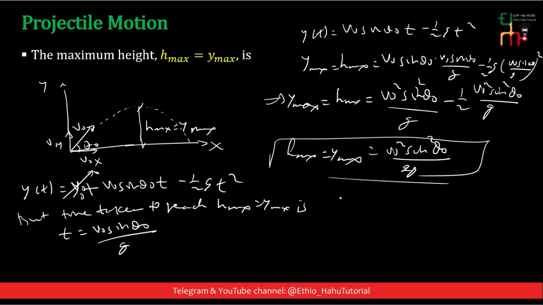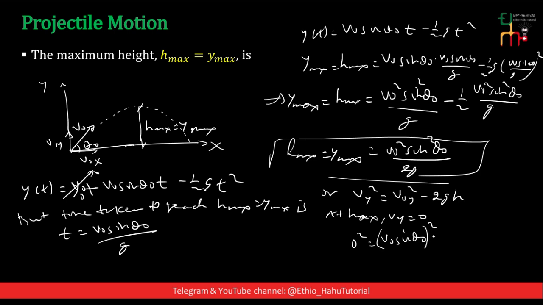On the other hand, we can find it using vy square is equal to v naught y square minus 2 times g times h or y. At h max, vy is equal to 0. Therefore, if we substitute 0 for vy, 0 square is equal to v naught sine theta naught the whole square minus 2 times g times h max. When h is equal to h max, vy is 0. Let's bring minus 2g h max to the left.